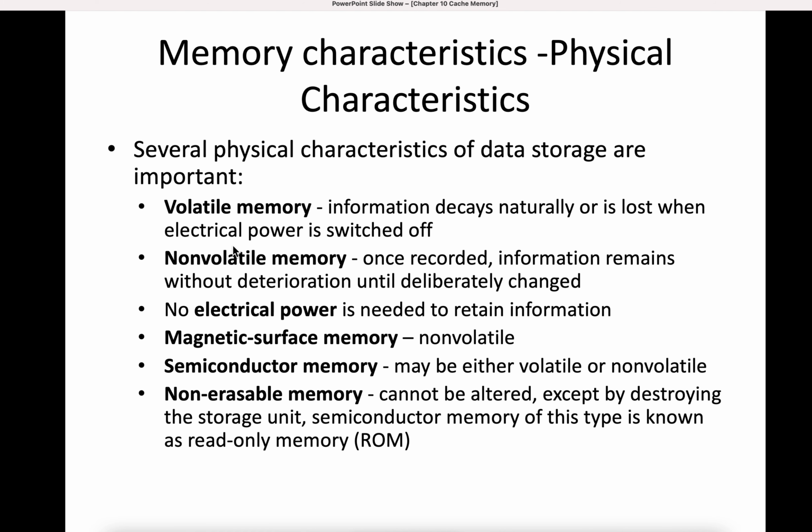Now, in any case, when you use a word processor and type in, let's say, your assignment, after you have saved it to the hard disk, if your computer suddenly or unexpectedly shuts down, your assignment is still there in your hard disk, because the hard disk is non-volatile memory. So non-volatile memory, once recorded, information remains without deterioration until deliberately changed. So the magnetic surface memory is considered non-volatile memory.